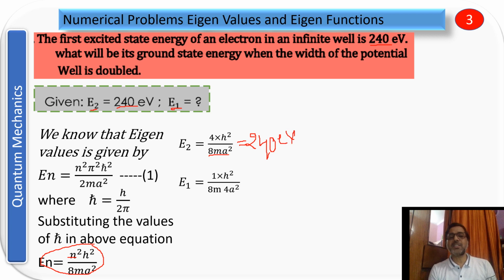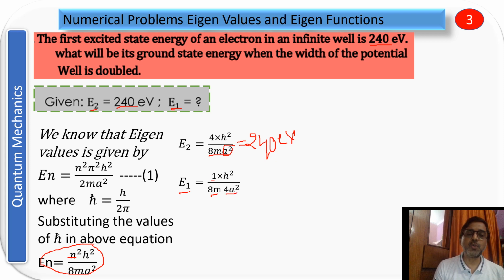Now if the same electron has jumped over to E1, then what will be the energy? n equal to 1, so 1 square is 1, h square upon 8m. But now its width has been doubled. So here the width was a, now that width has become 2a, and therefore a square is now 2a whole square, so it is going to be 4a square.